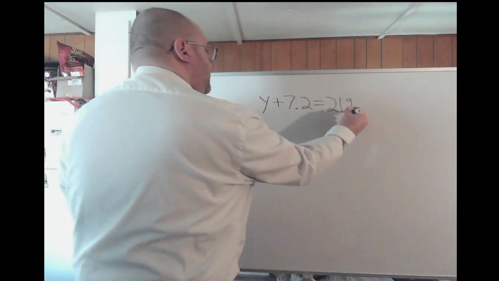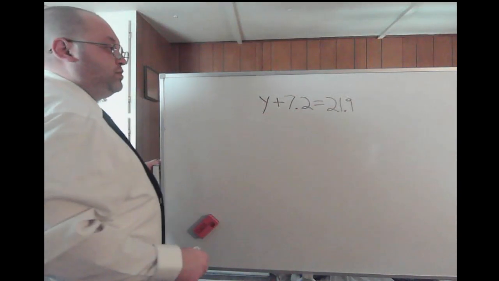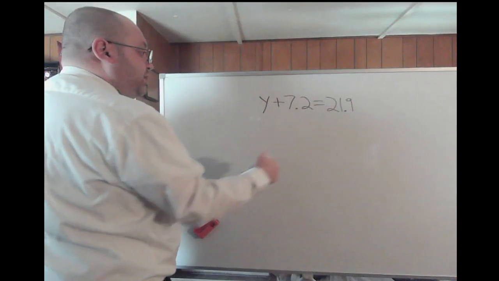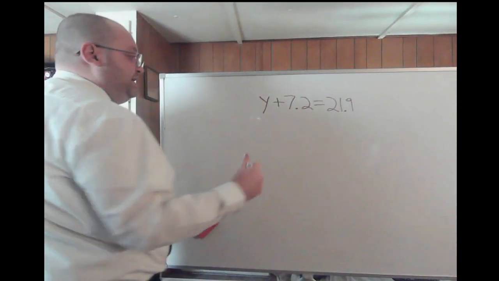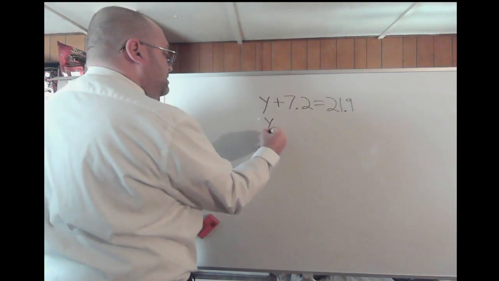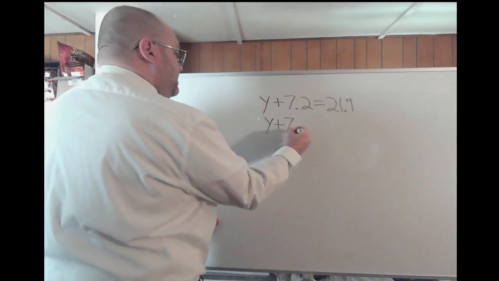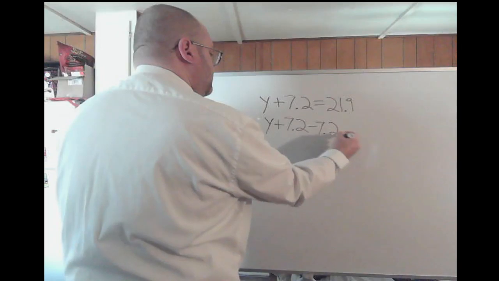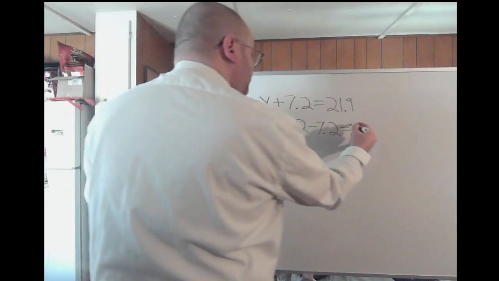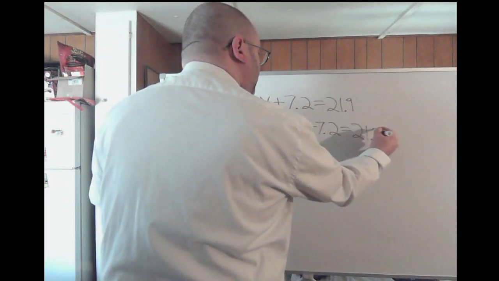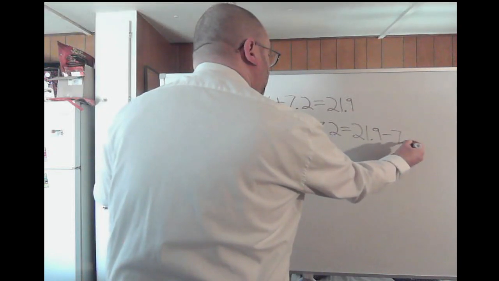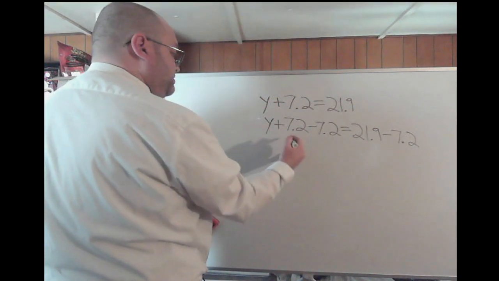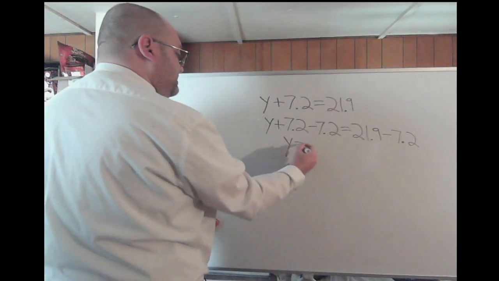We have y plus 7.2 equals 21.9. Well, of course, we want to get the y by itself to solve for it. We have a plus 7.2. That means we need to do minus 7.2 in order to get the y by itself. So you have y plus 7.2 minus 7.2 is equal to 21.9 minus 7.2, because what you do to one side, you got to do to the other. So 7.2 minus 7.2 is 0. That leaves y by itself.